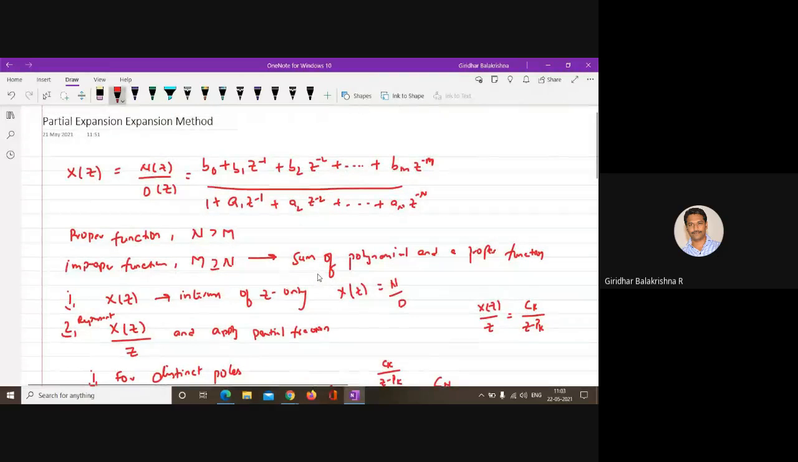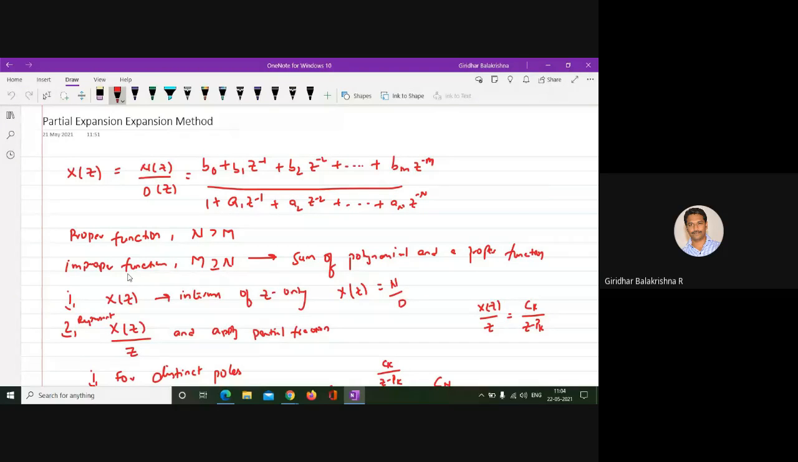Okay. So let me explain this partial fraction expansion method once again, and we will solve problems on this. Here they will give X of z in terms of numerator and denominator, and remember that always the highest power of numerator should be less than denominator. Then we will call that function a proper function. That means the denominator highest power should be greater than numerator highest power. For an improper function, the highest power of numerator is greater than or equal to denominator. Such a function we'll call an improper function.